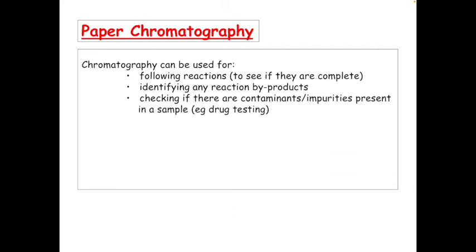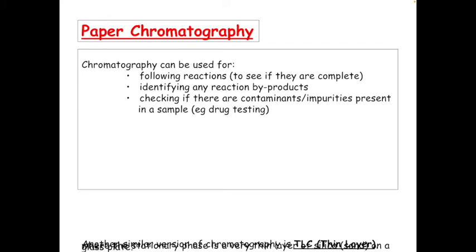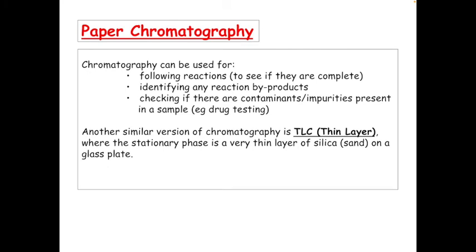And you can also check if there are any contaminants or impurities present in a sample, for example, during drug testing. If you were testing drugs, then sometimes they can have impurities in them, and that would show up as a different spike on a chromatogram, which you'll see later on.